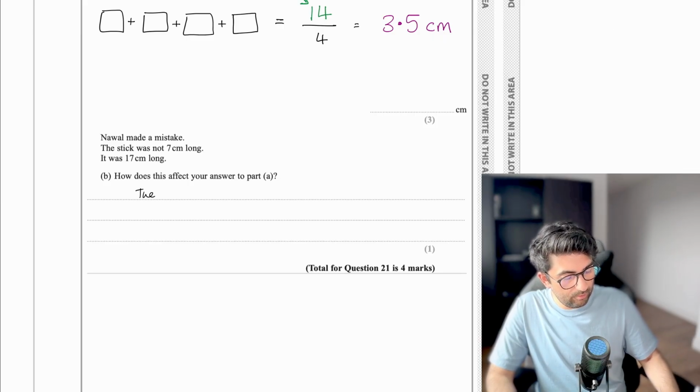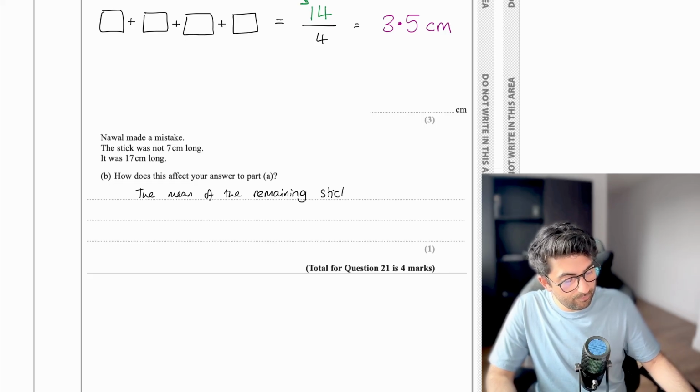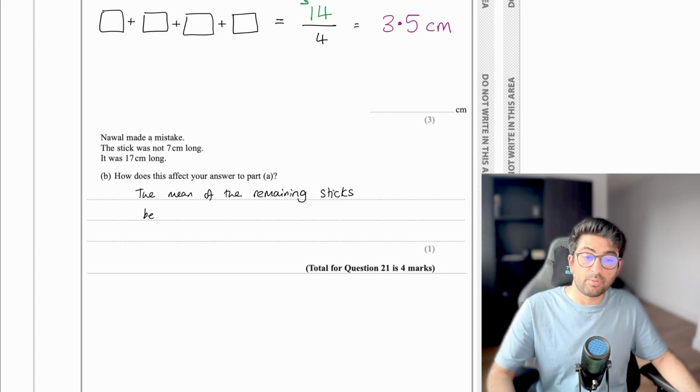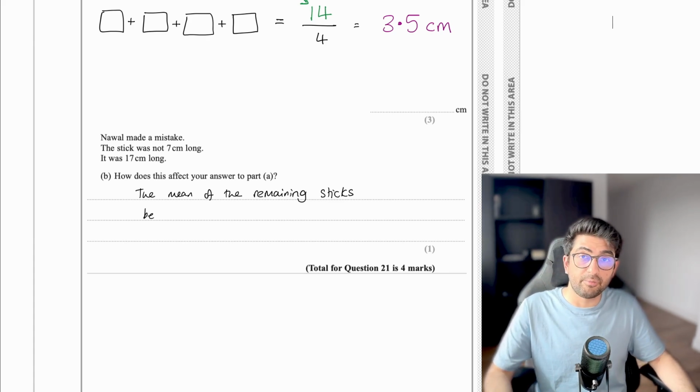The mean of the remaining sticks becomes shorter. So the total becomes less, the total divided by the same number, therefore the mean becomes smaller.